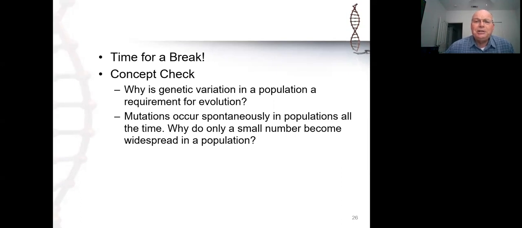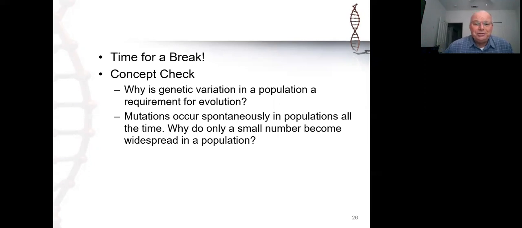Mutations occur spontaneously in populations all the time. Why do only a small number become widespread in a population? Well, remember, the vast majority of mutations are going to occur in somatic cells. Somatic cells are not going to make any contribution to the next generation because they do not give rise to eggs and sperm. So the vast majority of mutations there simply have no effect. So we can forget all of those.